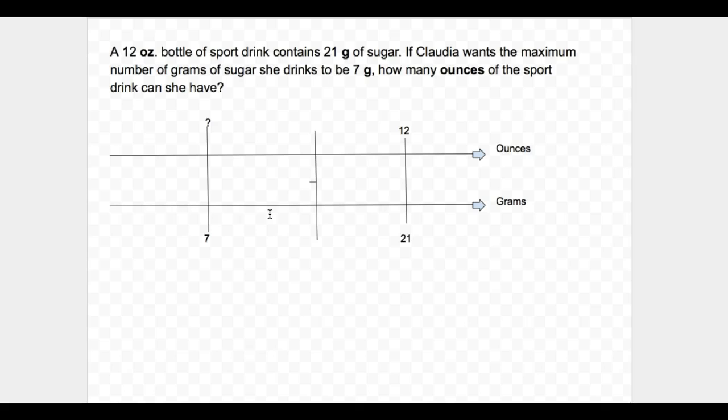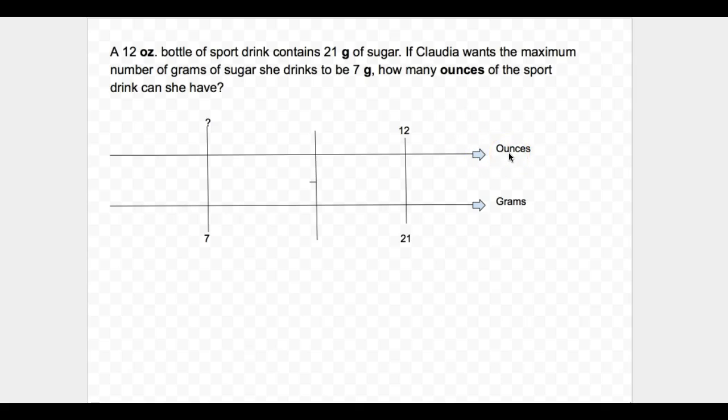Here I've drawn in 2 number lines already. The first number line represents ounces. The second number line represents grams. As you can see, a number line continues on and on. This one does as well as this one. We could put arrows over here as well. I just didn't happen to do that. So that's what those arrows mean.